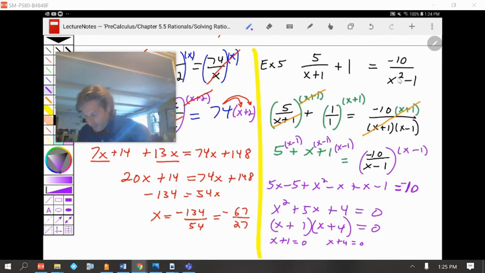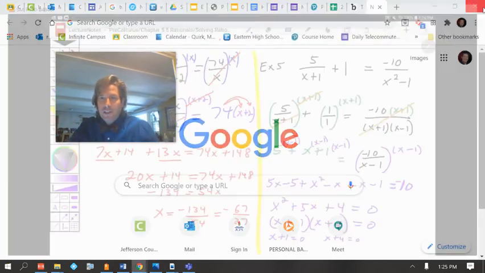So how do you get rid of plus 1? You subtract 1. So 0 minus 1 is negative 1. And you subtract 4. And 0 minus 4 is negative 4.